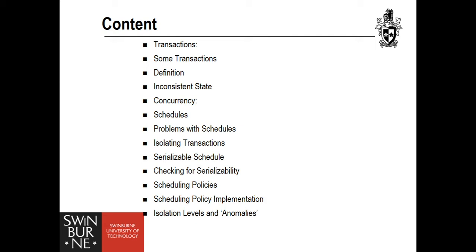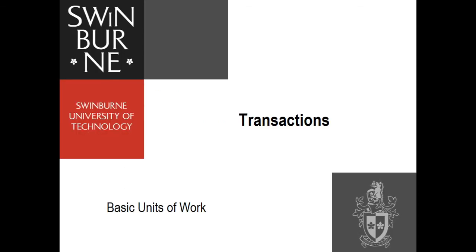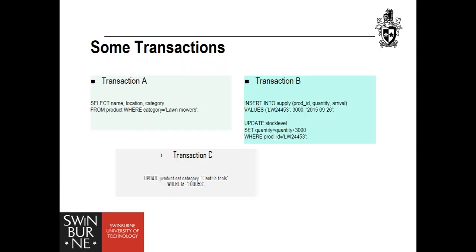For transaction, we talk about the definition, of course, and what is the inconsistent state. And for concurrency, we learn about the schedules. The problem is how to isolate the transaction, how to do a serializable schedule, checking the serializability, scheduling policy and how to implement it, and the level of isolation and the anomalies. So this module provides an introduction to database transactions and why they are important.